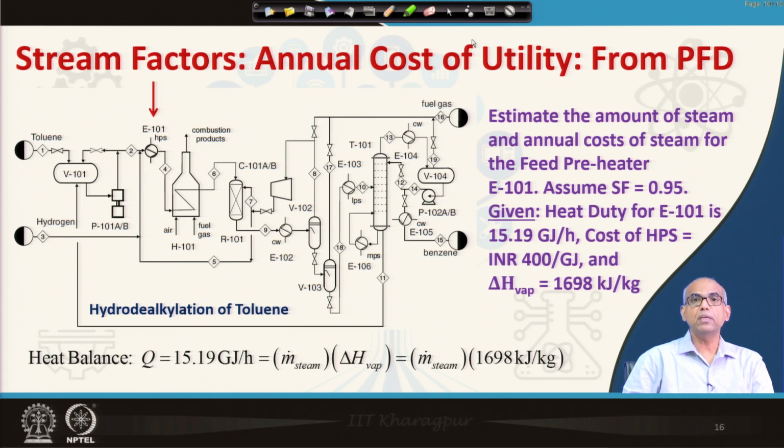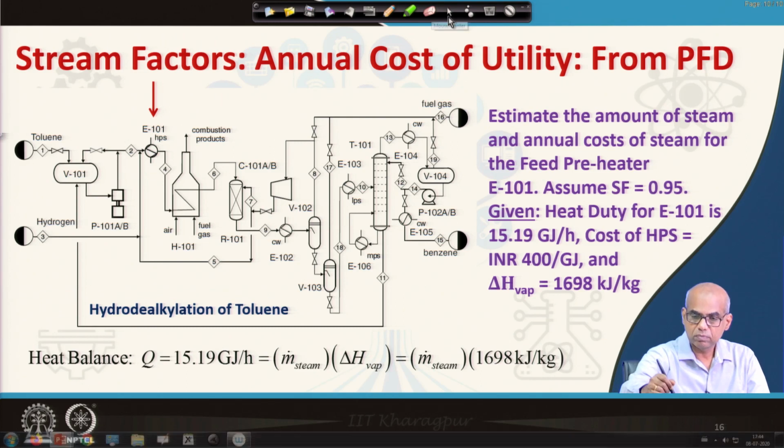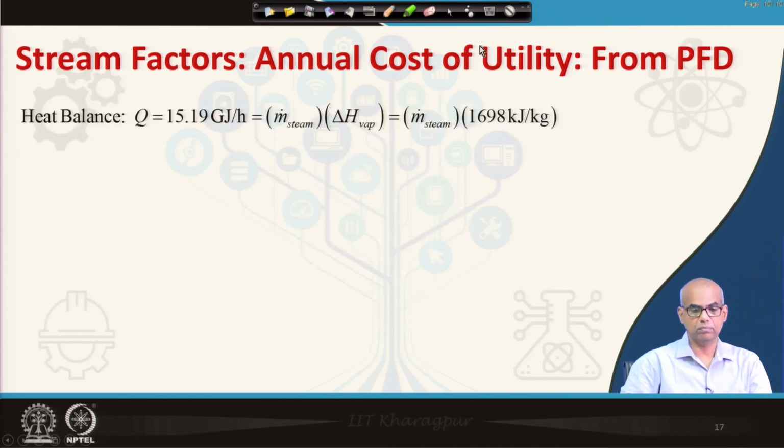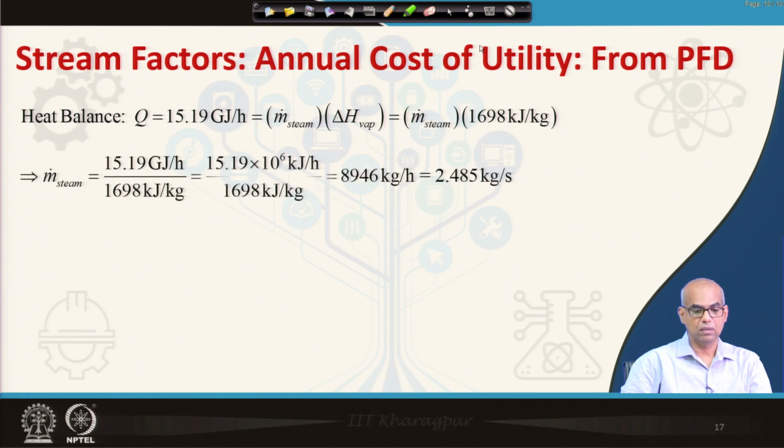You can write down a simple heat balance to find out the amount of steam that is required. So, heat duty 15.19 gigajoule per hour will be equal to the amount of steam multiplied by the heat of vaporization. Heat of vaporization is given, so the amount of steam can be found out as 2.485 kg per second.